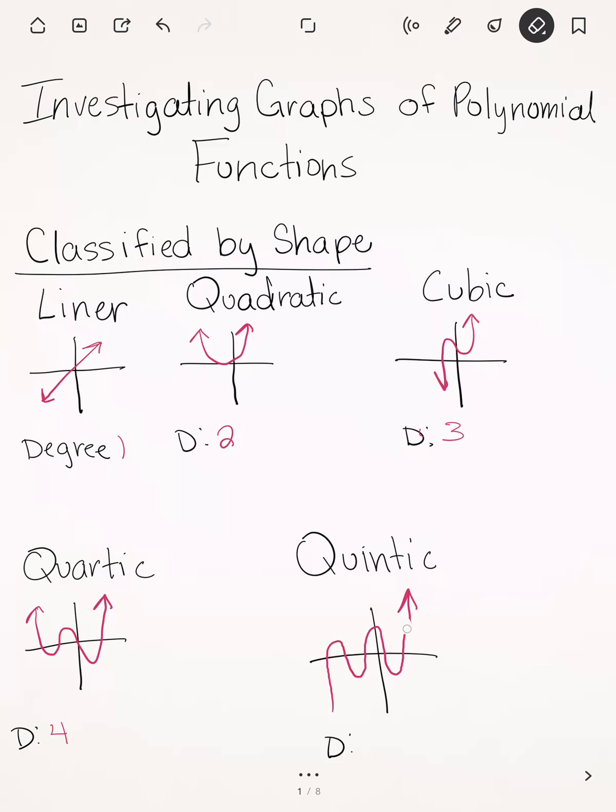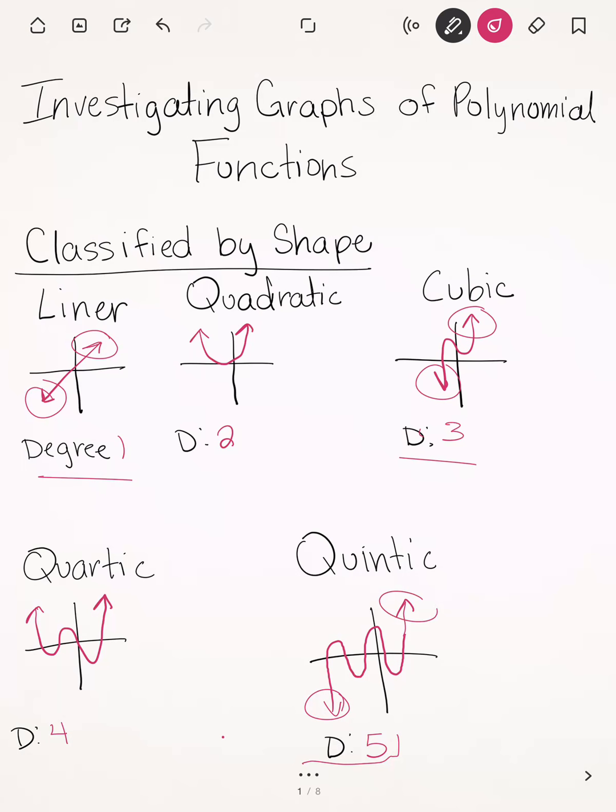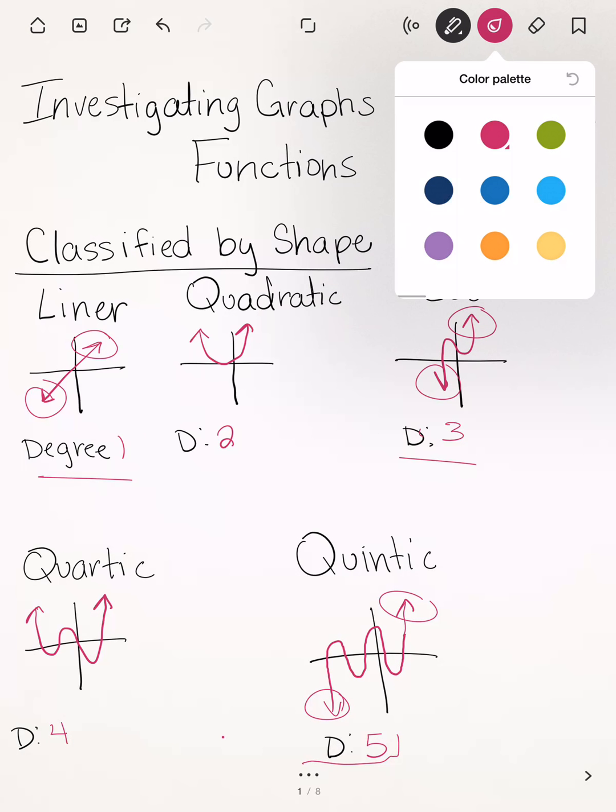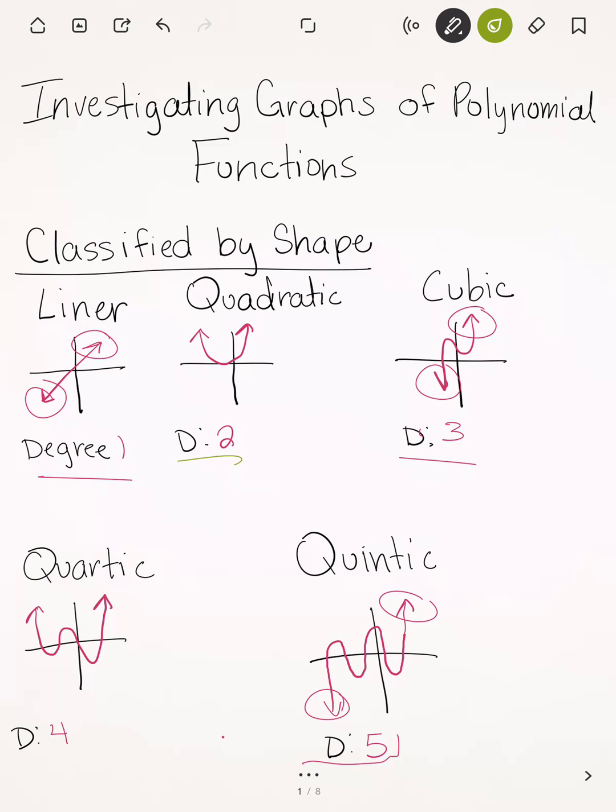Sorry, I kind of messed up on that last part, so let me fix that. My arrows end in different directions and it's a 5th degree. So when it's odd, my arrows go in different directions, opposites when they're odd degrees. When it's an even degree, like 4 and 2, my arrows end up going in the same direction. So that will help us.